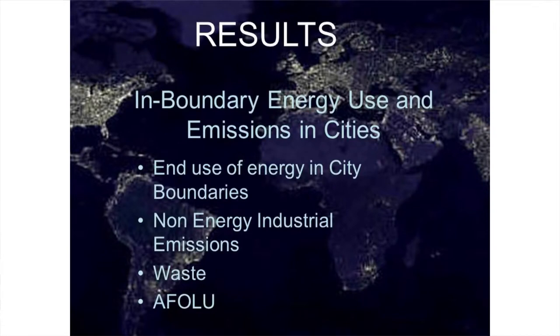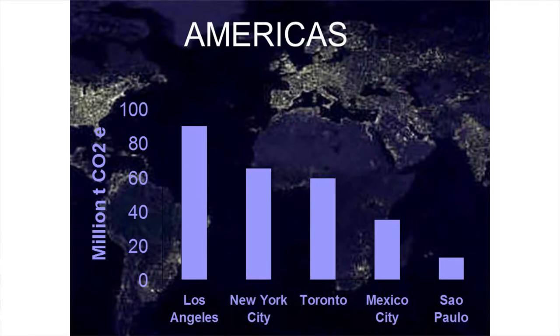So we showed some results for in-boundary energy use emissions, including non-energy industrial emissions, waste, and agriculture, where we had it, but not going beyond that in the life cycle. We presented the results in terms of total emissions, millions of tons of CO2. So Los Angeles was approaching 100 million tons of CO2 equivalents. Toronto and New York were around 60, Mexico City about 30, and Sao Paulo and Rio were quite similar, at the lower end. In terms of total tonnage, Los Angeles is a bigger city, so you expect it to have a high total emission.